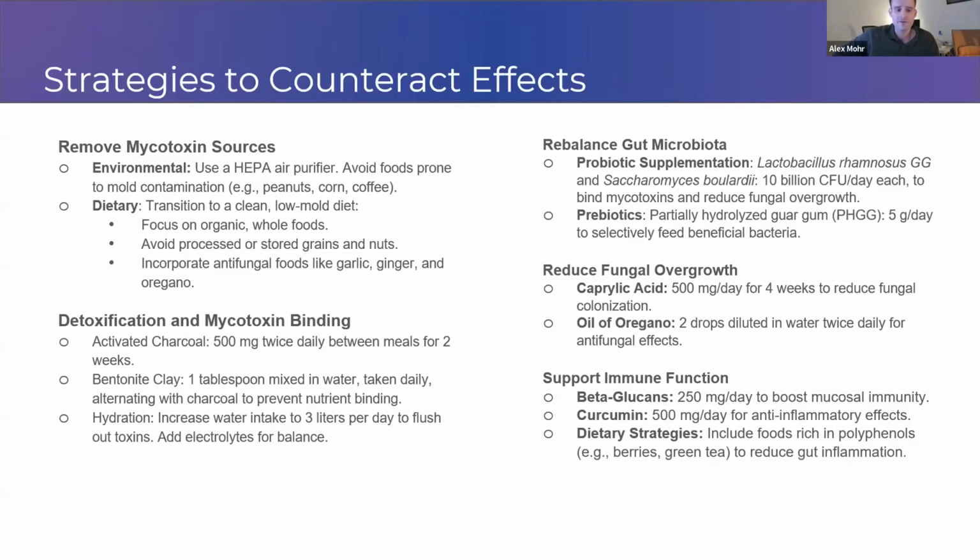We can also have different types of detoxification and binding protocols. For instance, activated charcoal, bentonite clay. Hydration is very important. Specific supplementations down to the strain level and the actual amount, as well as prebiotics and different types of interventions that we know are very powerful at reducing fungal overgrowth, like caprylic acid, even natural remedies like oil of oregano. And then we always encourage different types of products that are going to boost up immune function, whether it's beta-glucans, curcumin, or other polyphenol-rich dietary strategies.